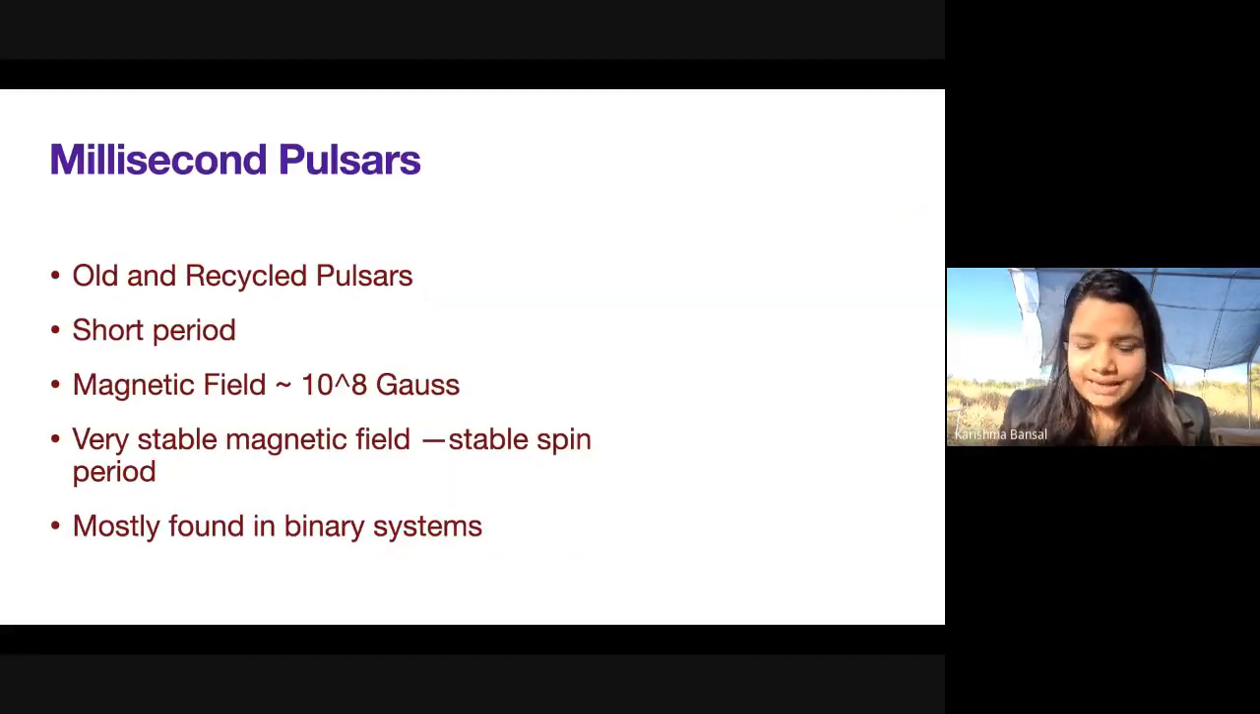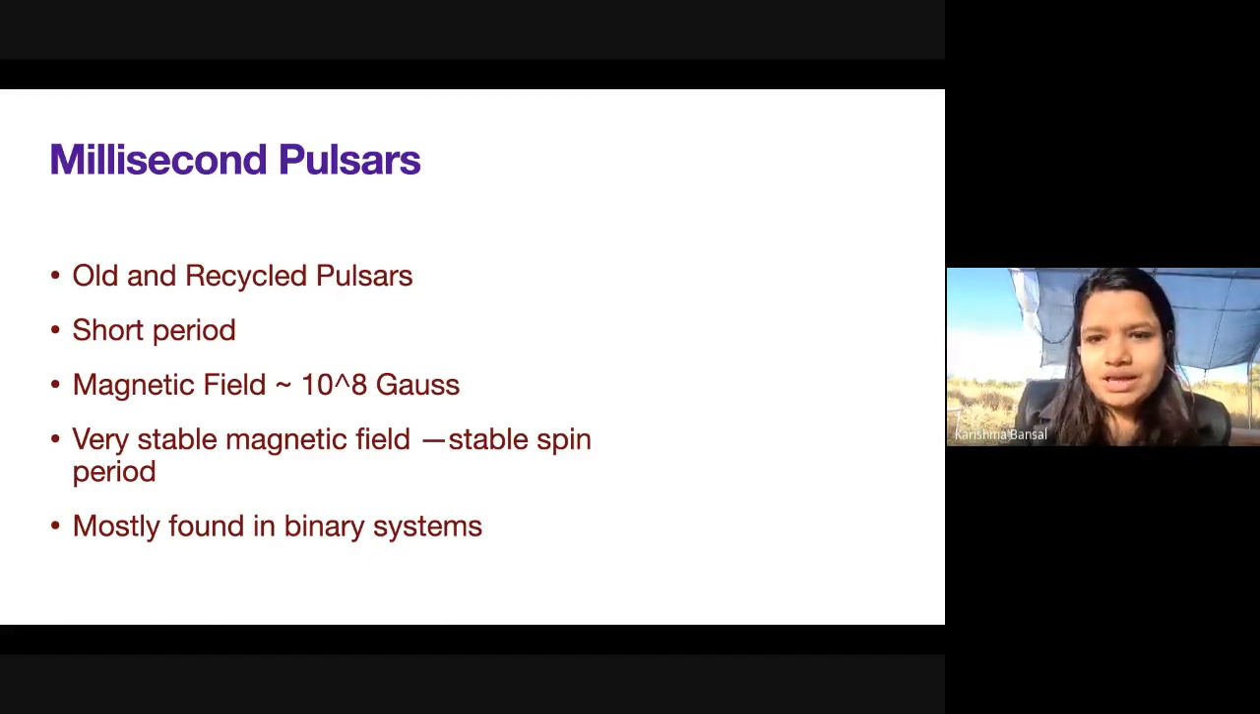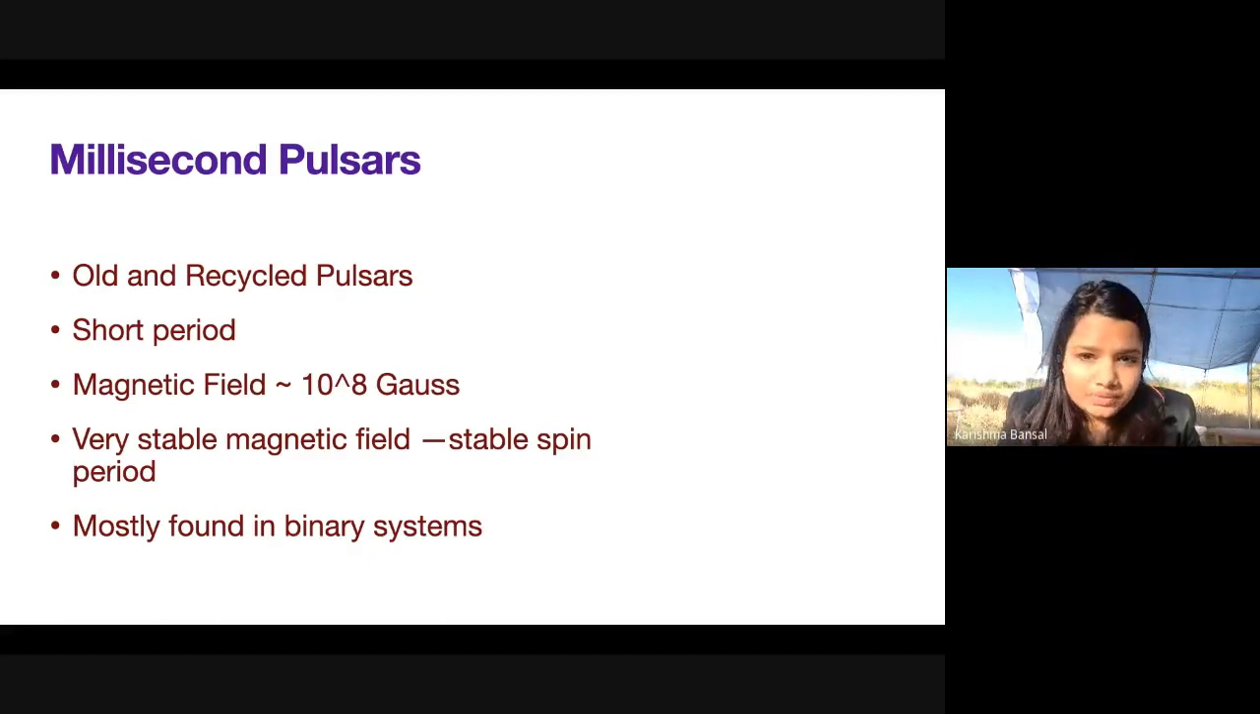Now we have millisecond pulsars. Millisecond pulsars are very, very interesting. These are old pulsars. What happens is you have a pulsar, a neutron star, which emitted, and the period decays over a certain time. But let's say this is in a binary system, and it ends up accreting from its neighbor. It spins up because it's getting all this material from its neighbor. It starts spinning up, so that makes it rotate faster.